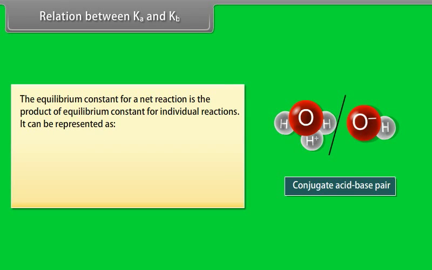Relation between Ka and Kb. The equilibrium constant for a net reaction is the product of the equilibrium constants for the individual reactions. It can be represented as K net is equal to K1 × K2 × K3, and so on. For a conjugate acid-base pair, Ka × Kb is equal to Kw.